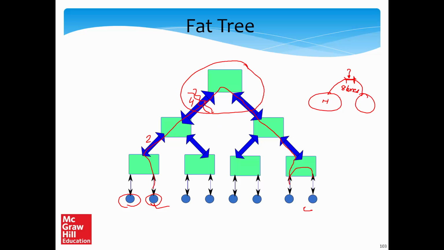And if you consider these as different links, the diameter is not much. It is basically log n steps till the root and log n steps back to the destination node. So the diameter per se is small.